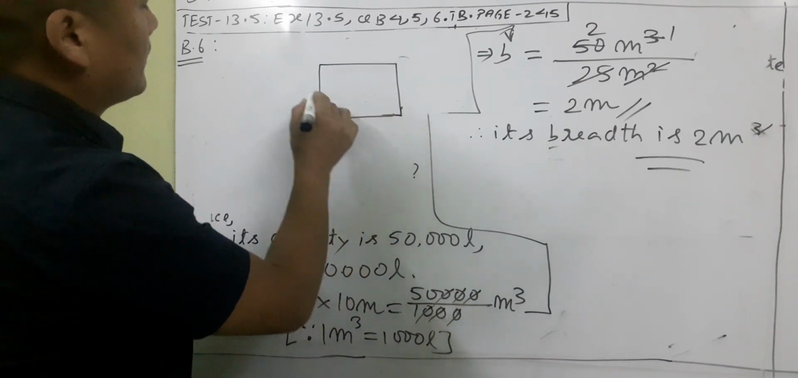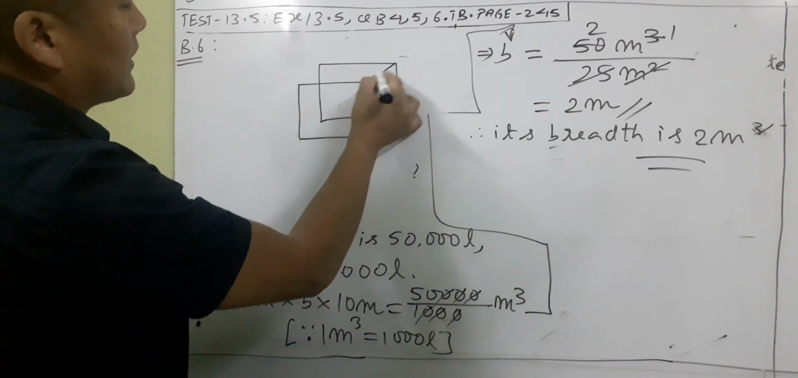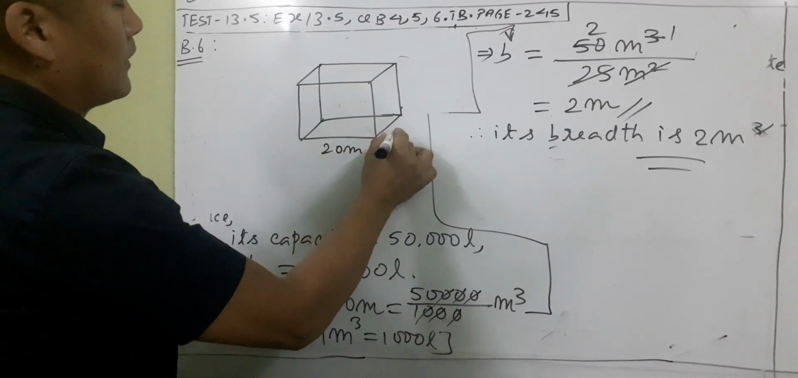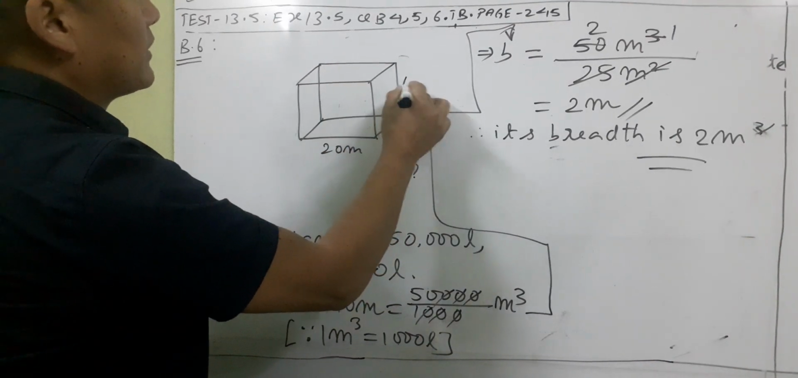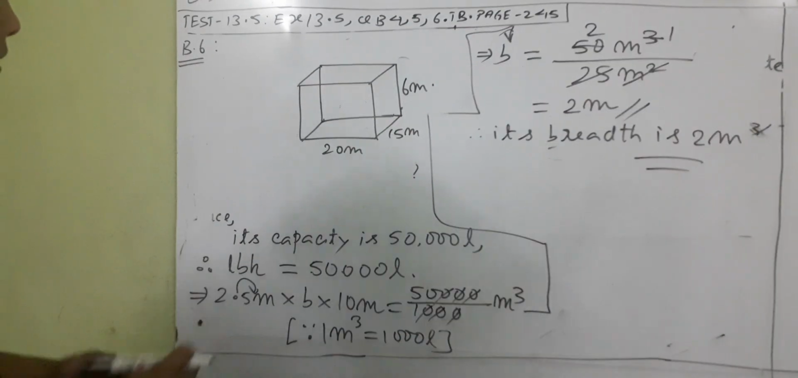So just draw here one tank. Okay, representative. So any size you can draw actually. So this is 20 meter, 15 meter is the breadth, and 6 meter is the depth, sort of a tank. 20 into 15 into 6.